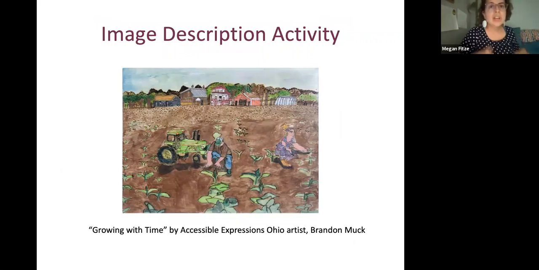Okay, so this is where we're going to ask you to engage a little bit. We have in front of us a wood burning. This is part of our annual Accessible Expressions Ohio exhibition. It's called Growing with Time by Lancaster artist Brandon Muck. He actually got second place for our emerging category this year. What I want you to do right now is take a minute, consider this artwork in front of you, and throw out an image description for us in the chat box.